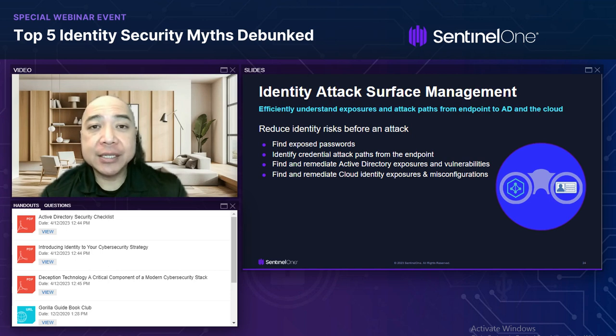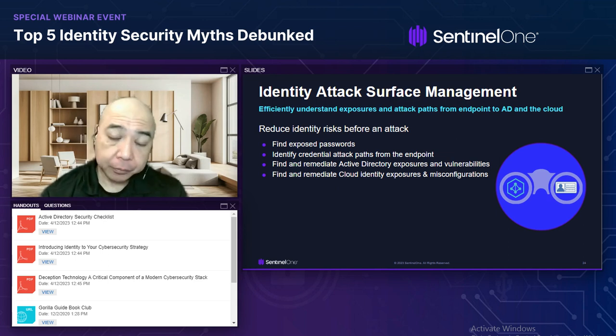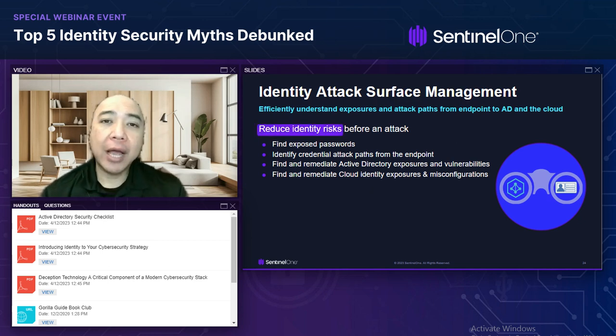Identity attack surface management is designed to reduce your identity risks before an attack. This is a prevention mechanism to find exposed passwords, both on the endpoints and in Active Directory. You're going to identify credential attack paths. You're going to find and remediate Active Directory exposures and vulnerabilities, and you're going to find and remediate cloud identity exposures, vulnerabilities, and misconfigurations. So this is things like Azure Active Directory, which has its own set of identity databases. So identity attack surface management is the other side of that identity security coin. So again, it's going to reduce identity-related risks.